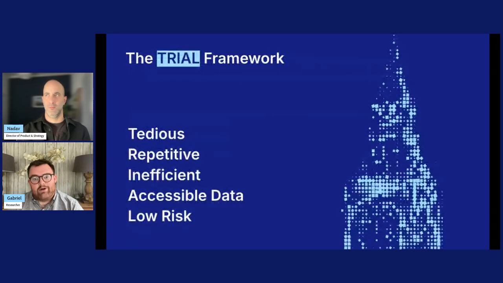So the TRIAL framework is made up of 5 guiding principles. Those form the word TRIAL, which we can use to evaluate agentic AI opportunities. Essentially, we're qualifying agentic AI opportunities, whether they're customer journeys, internal processes or individual tasks, based on whether they are tedious, whether they are repetitive, whether they're inefficient, whether they have accessible data, and whether they are low risk. So I'll dive into those 5 principles in a bit more detail now.